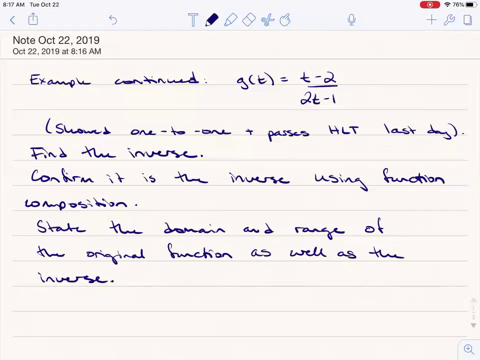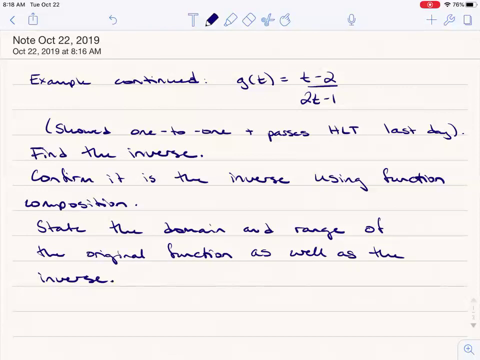So now we're going to keep going. We're going to find the inverse. The inverse is the function that undoes another function. We've seen simple cases like the inverse of x is 1 over x, but it's not always just 1 over whatever. It's a bigger deal than that. Okay, so it's the function that undoes another function.